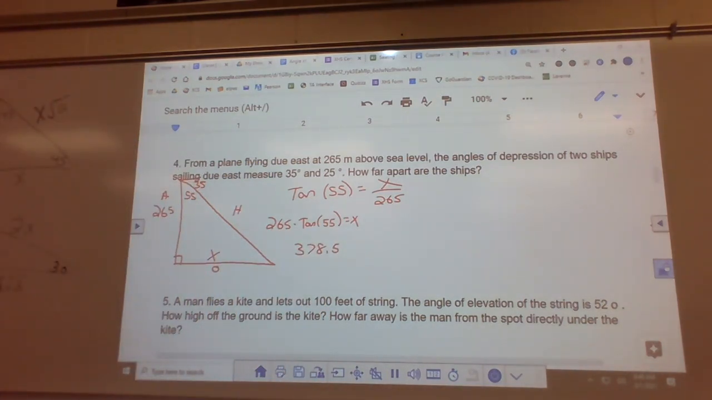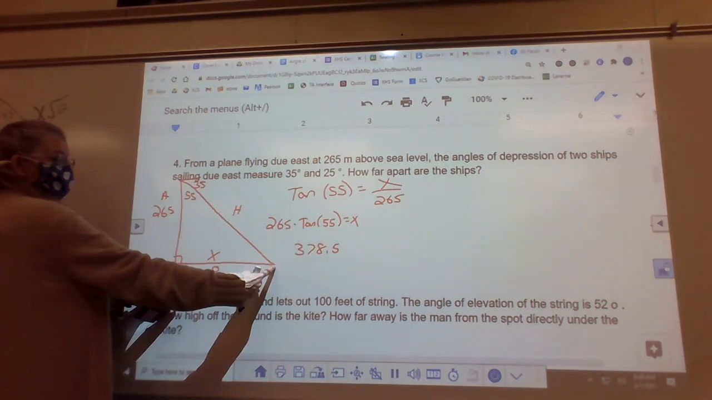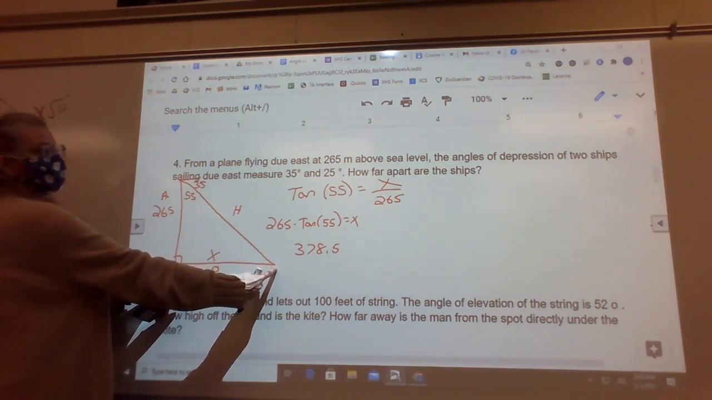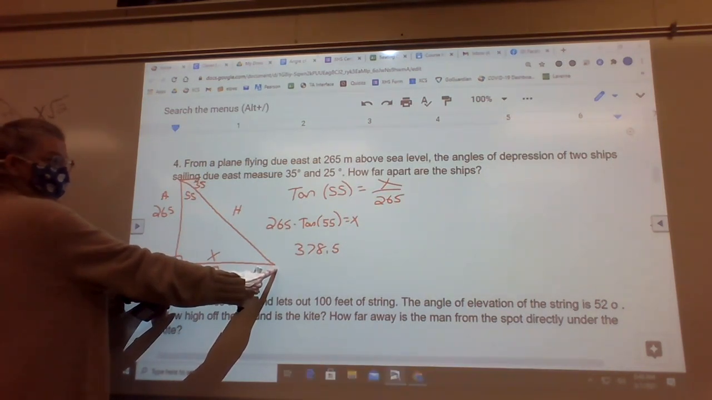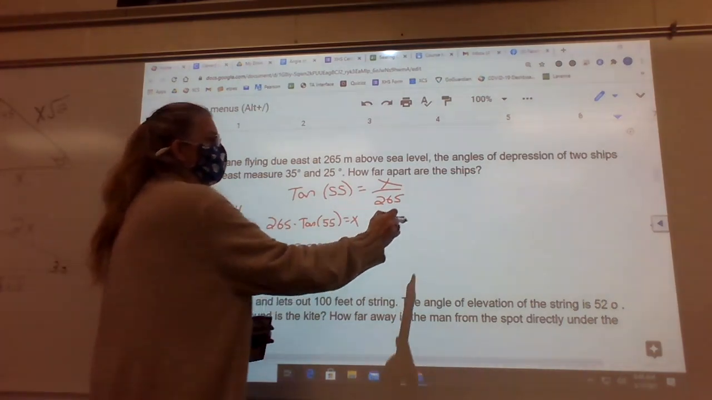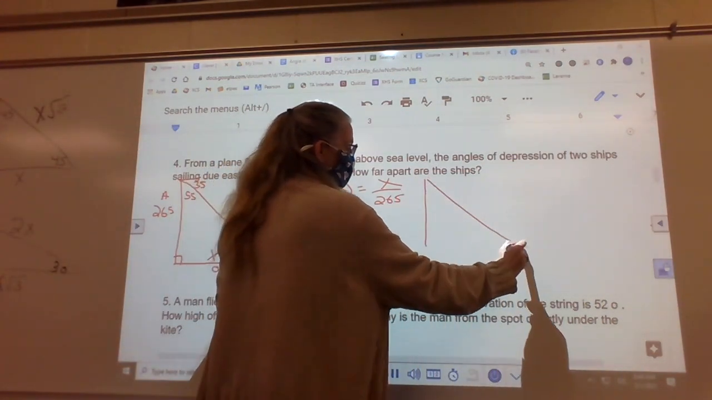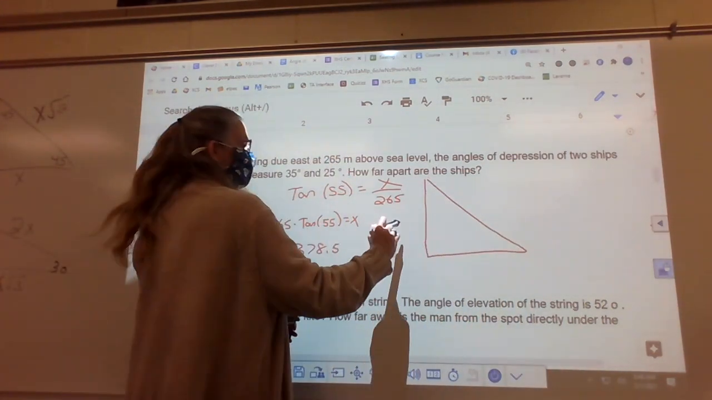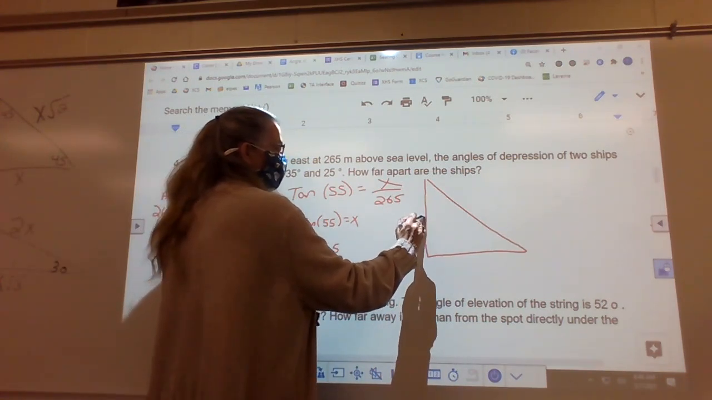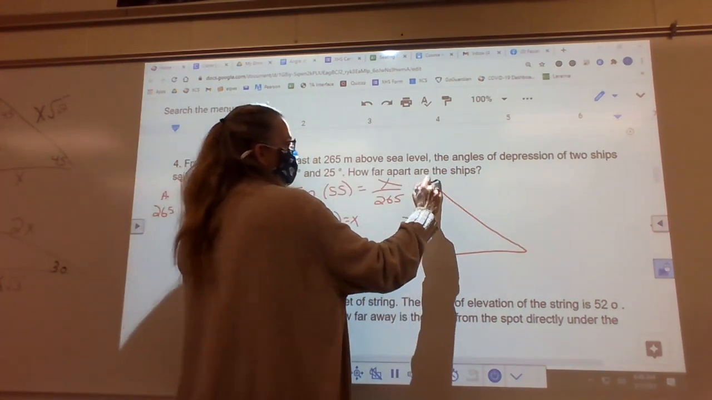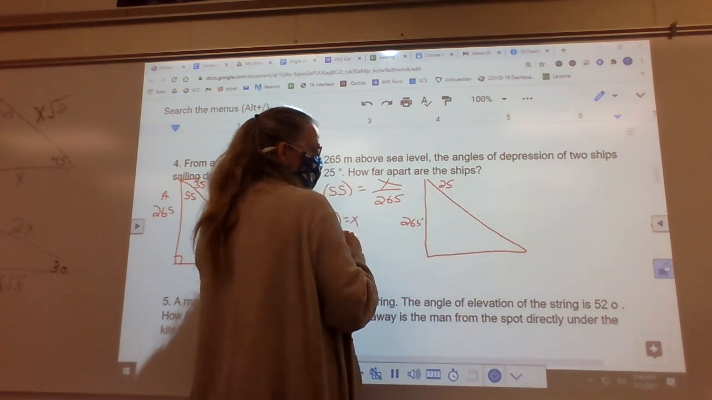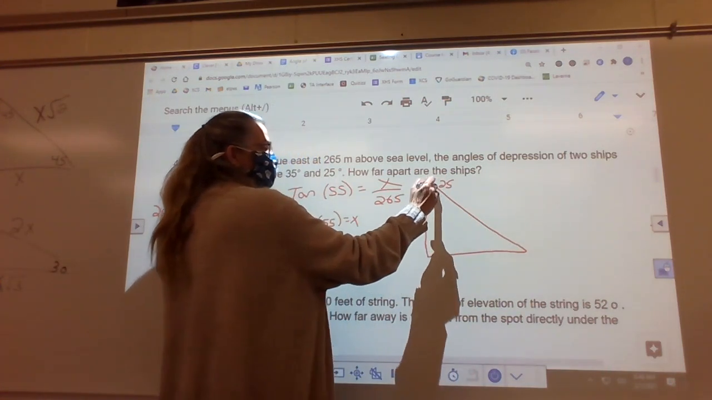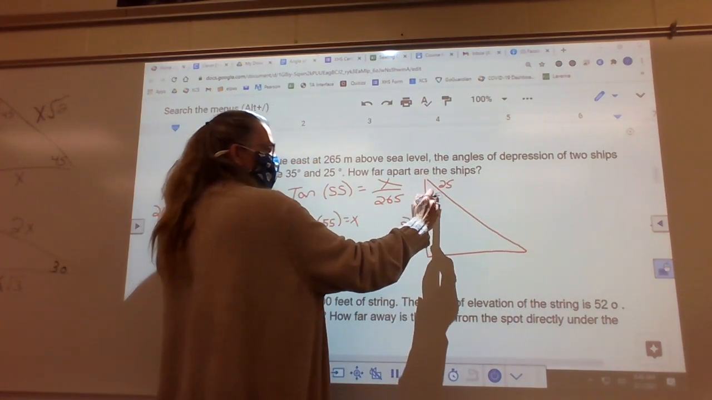So that's the first shift. The first shift from here to here is 378, 379 meters away. Then I got to do it all again. So I'm going to do it again, but this time I'm still using 265, but this time I'm at a 25-degree depression, which means this angle in here is now 65.